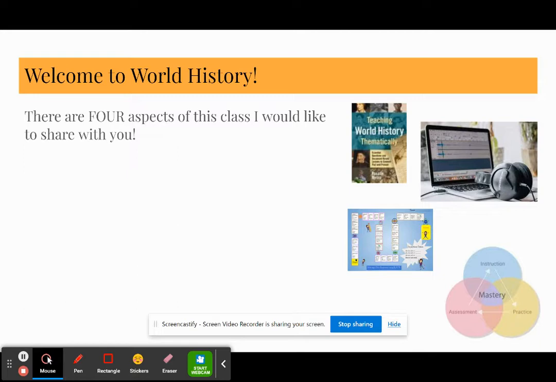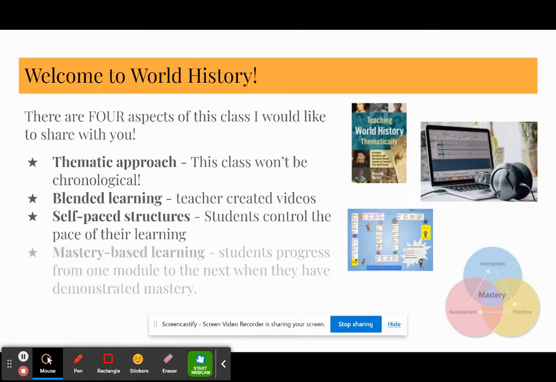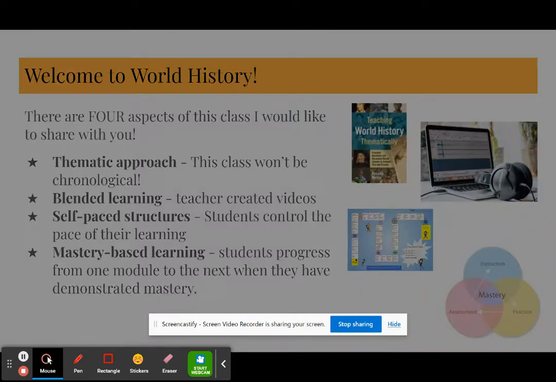I did present last year that we were going to do thematic history, and we decided not to because of the EOC. So this year, because there is no EOC, we have a little bit more freedom, so we will be doing thematic history. So we're going to talk about the thematic approach, blended learning, self-paced structures, and mastery-based learning.